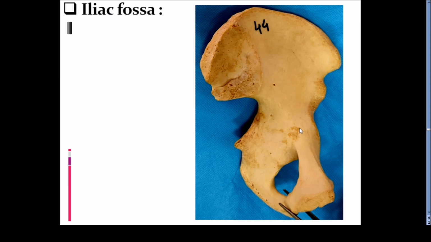Now the iliac fossa. The iliac fossa is a large concave area. It again lies on the pelvic surface, the inner surface. It is situated just in front of the medial border of the ilium, and it forms the lateral wall of the false pelvis. So this is the iliac fossa.